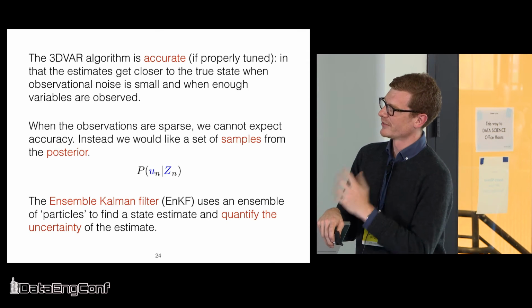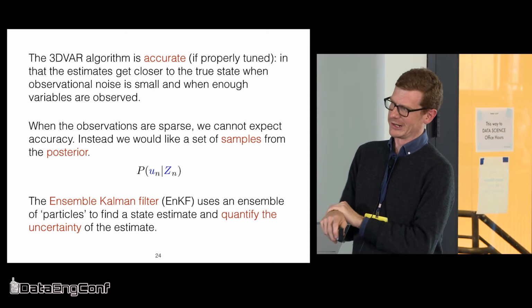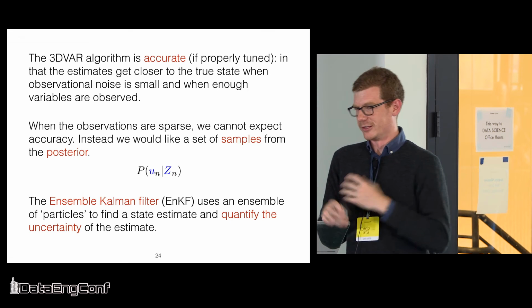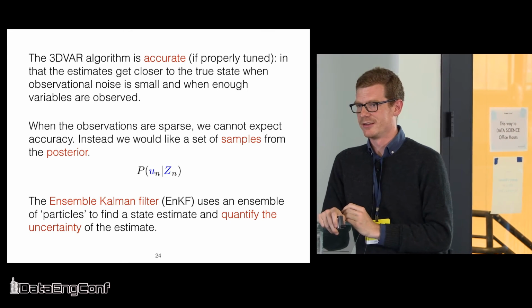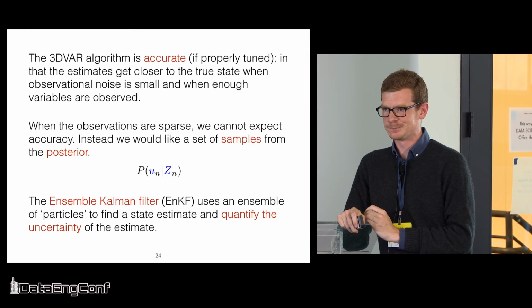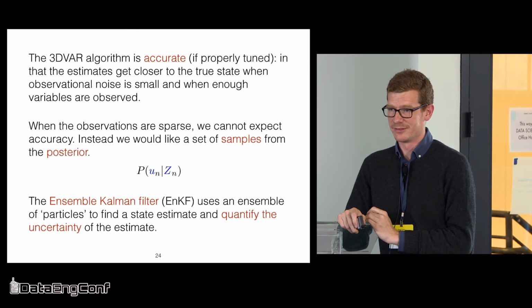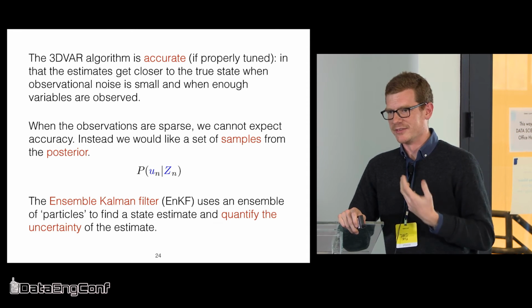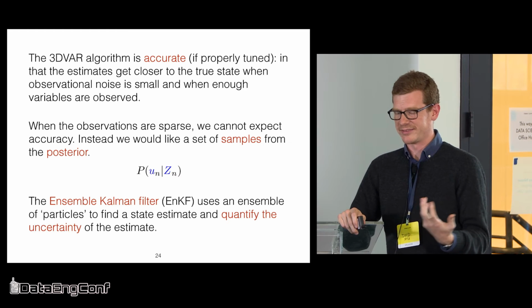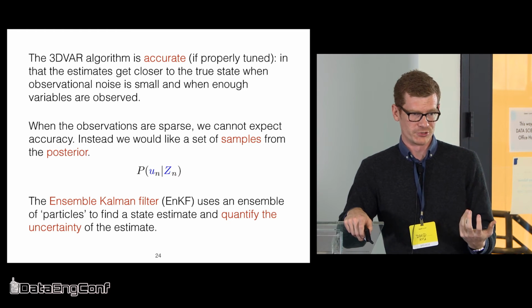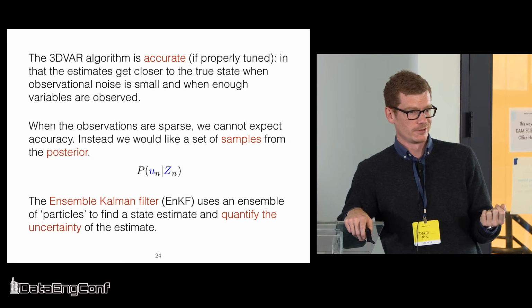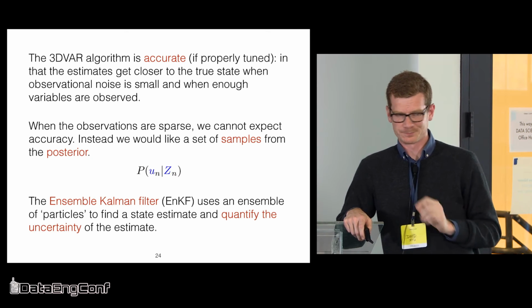When obs are sparse, you can't necessarily expect accuracy. You might expect that there's lots of different possible answers, and 3D VAR just picks one of them. Maybe all of your copies of 3D VAR pick the wrong one. So in situations where you can't necessarily figure out everything about the true trajectory, maybe you want to say something about the posterior instead. Does 3D VAR help me with that? It turns out it doesn't.